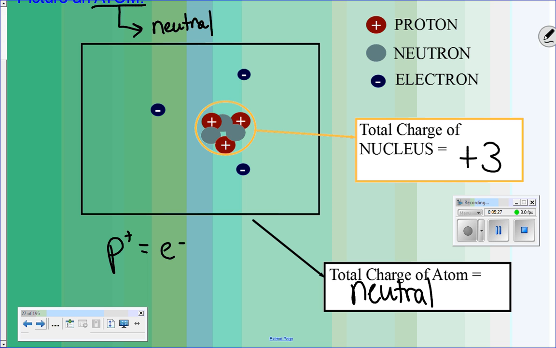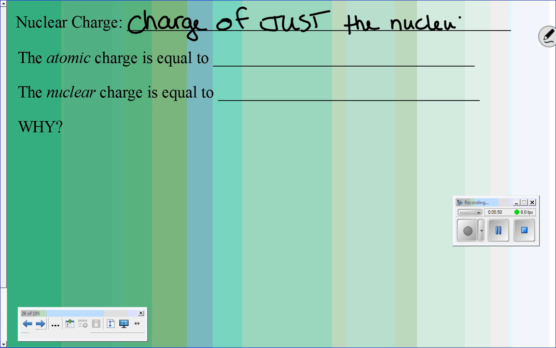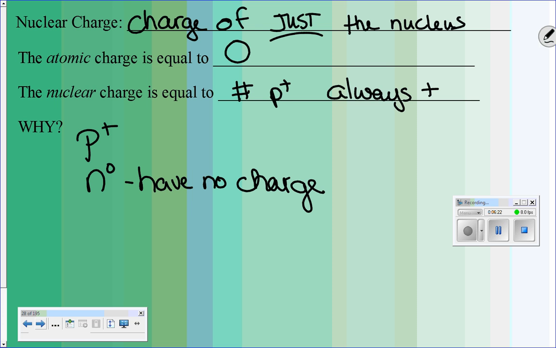The reason this is important to understand is that the nuclear charge is only talking about what's in the nucleus. Neutrons are neutral, protons are positive, so it's really just talking about the number of protons. So this is the charge of just the nucleus. The atomic charge is always equal to 0 or neutral. The nuclear charge is equal to the number of protons, and it's always positive because neutrons have no charge. It doesn't include electrons because they are outside of the nucleus.